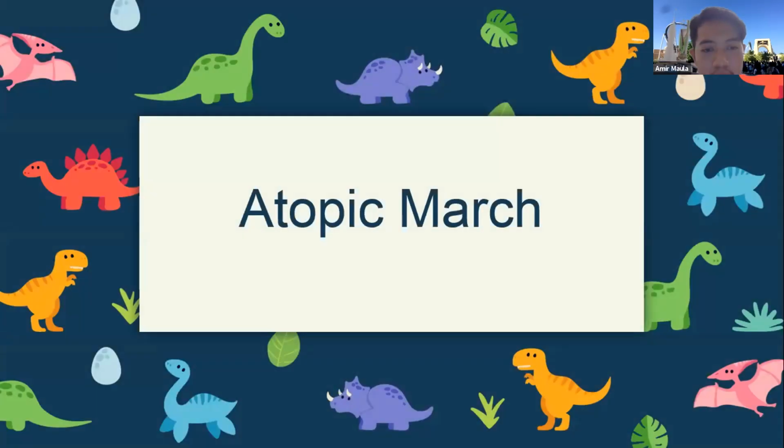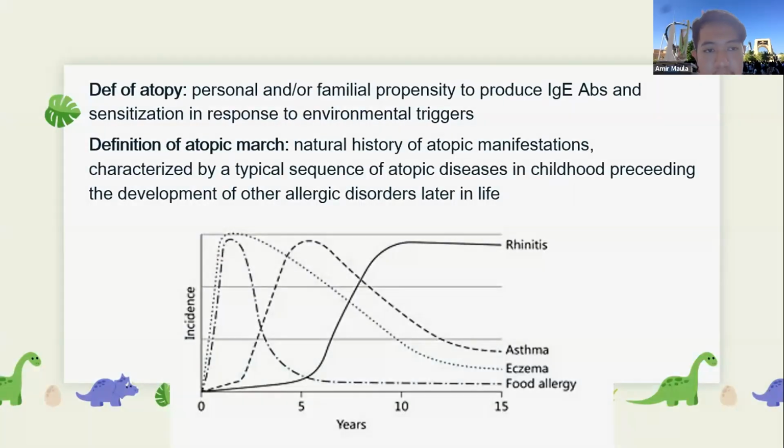loss. Okay, so I'm going to talk a little bit about atopic march. Atopic march is actually a natural history of atopic manifestation characterized by a typical sequence of atopic diseases in childhood preceding the development of other allergic disorders later in life. Atopic march consists of atopic dermatitis, asthma, and also allergic rhinitis. We can say that it is a progression from atopic dermatitis to allergic rhinitis and asthma. And atopic dermatitis as well is a part of the process to become the atopic march.